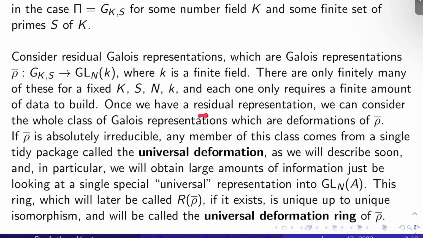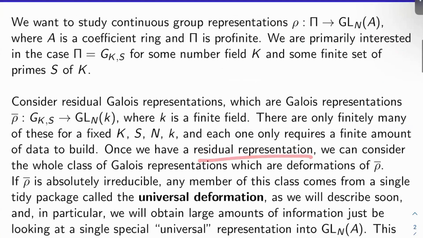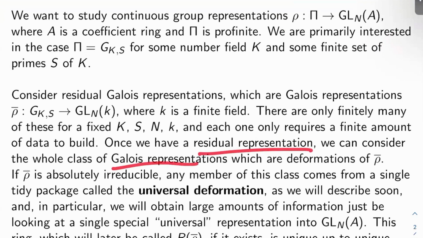Once we have a residual representation, we can consider the whole class of Galois representations which are deformations of rho bar, so lifts. If rho bar is absolutely irreducible, any member of this class will come from a single tidy package, which we'll call the universal deformation, as we will describe soon. In particular, we'll obtain large amounts of information just by looking at a single special universal representation into GL_n of A for some coefficient ring A.